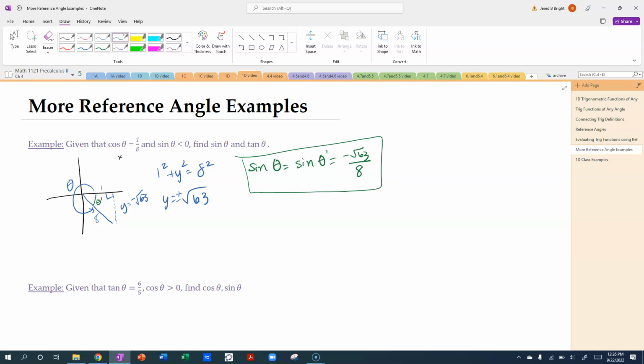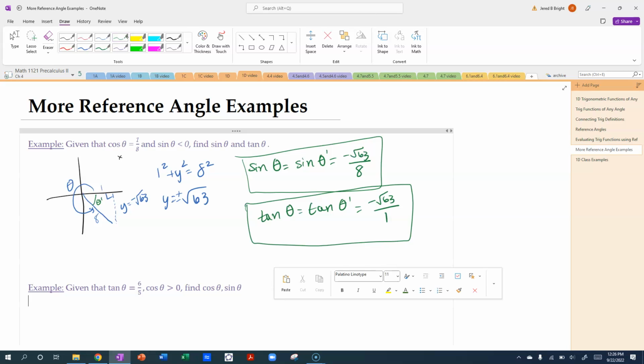All right, and then lastly, it says to find tangent. So let's do tangent of theta. Again, tangent of theta prime. They are the same as long as I incorporate the sign. Tangent would be a negative number, which I already have included here. So negative y, negative square root of 63, all over x, which is 1. Okay, so there we go.